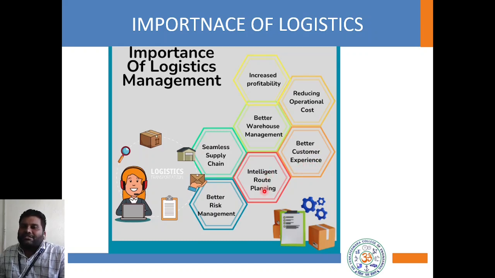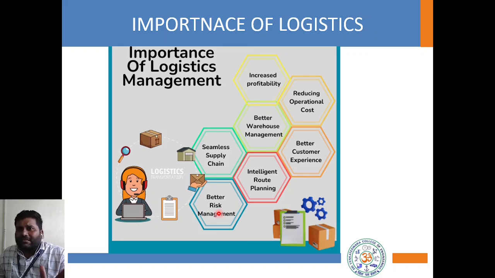You have intelligent route planning and better risk management. Intelligent route planning makes sure that we have a sequential route plan, so that you are not transporting just one part to a particular area. You are bulking up, so that you transport all the products to a single point of contact at the right time. You don't have to wait for the other products to come in. Better risk management is one of the key phases in logistics, as we have seen. When logistics comes into play, risk is managed to a greater extent.